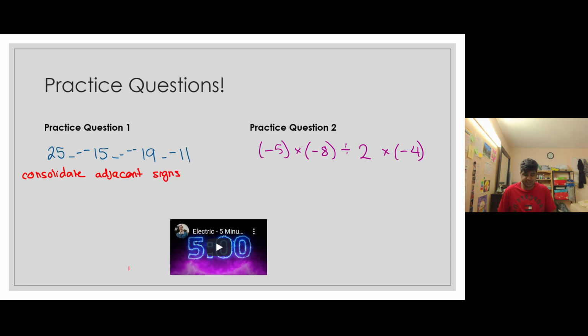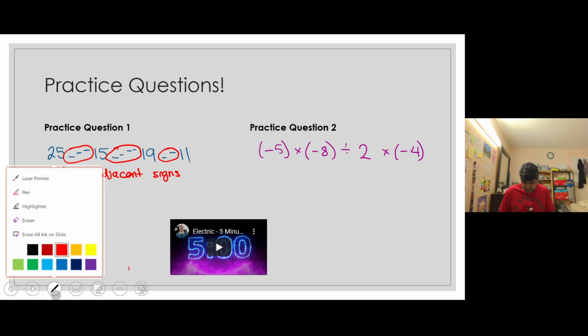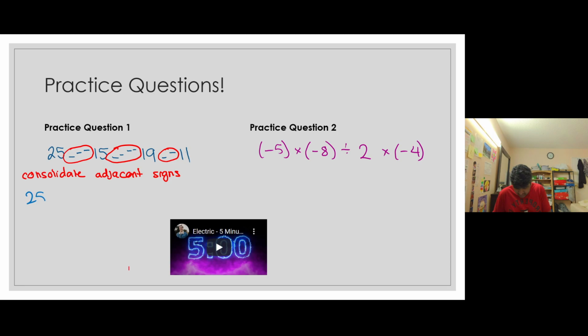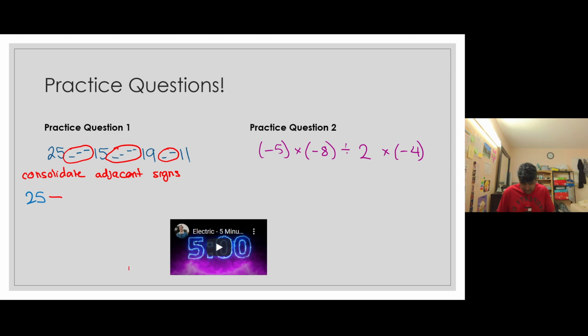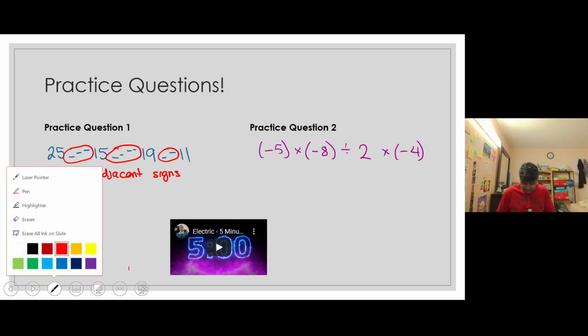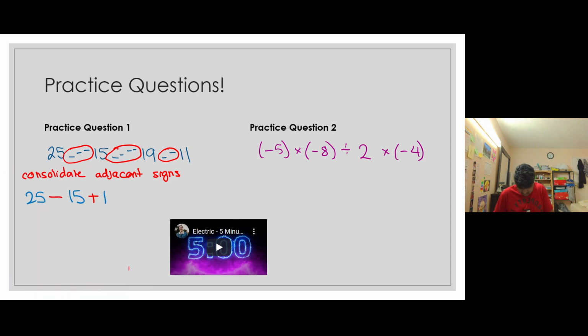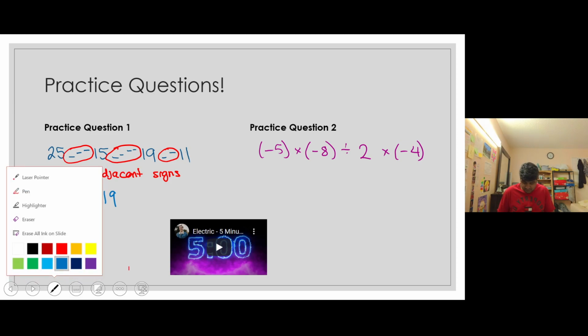Right? Now, where are our adjacent signs in this problem? Well, we have a whole bunch of signs here, we have a whole bunch of signs here, and we have a whole bunch of signs here. So let's basically figure this out, right? So in this case, we're going to have 25. 3 negatives make a negative, so we're going to put a negative sign here. 15 can stay the way it is. Then we have 4 negative signs, which of course makes a positive. So we will put the positive sign in there. Then we've got 19. And then another positive sign because the 2 negatives there do make a positive.